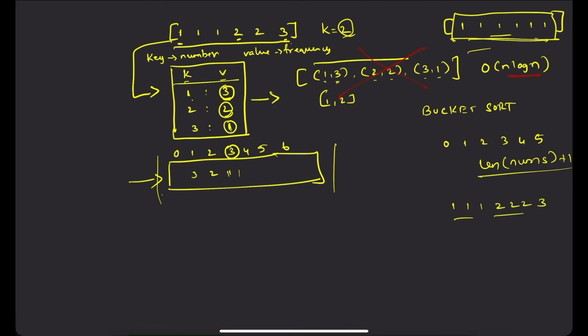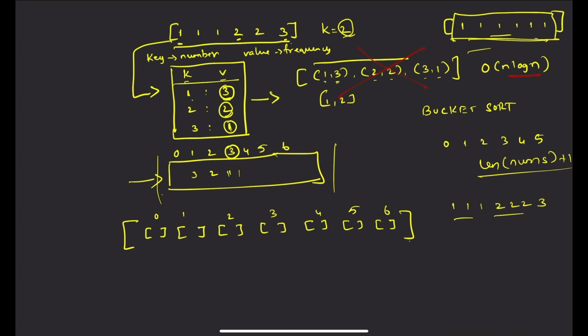So your buckets would be something like this: your 0th bucket, first bucket, second bucket, third bucket, fourth bucket, fifth bucket and sixth bucket, right? 0, 1, 2, 3, 4, 5, 6. Now let's fill this bucket. Okay, let's fill this list of lists.